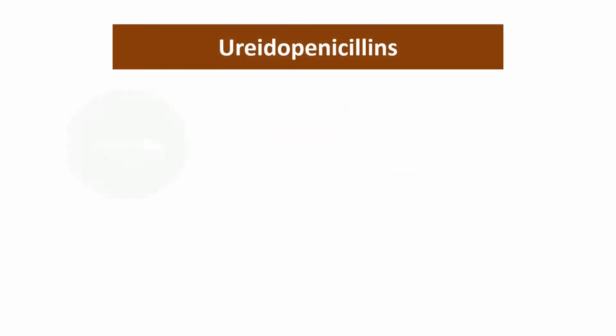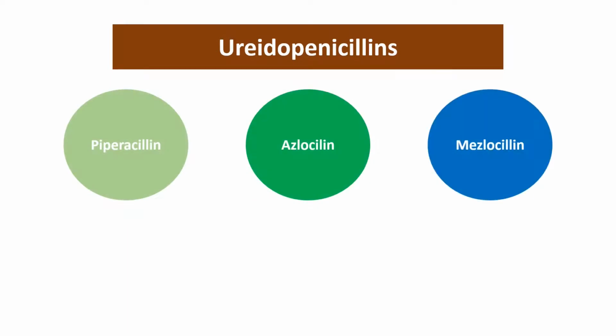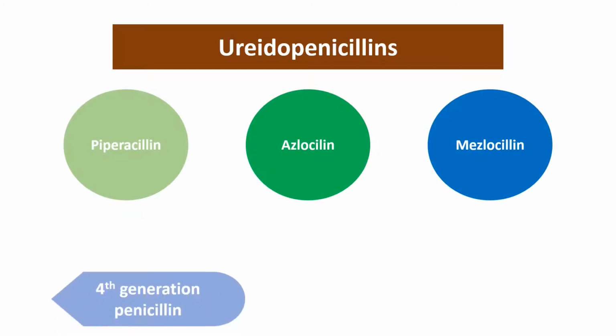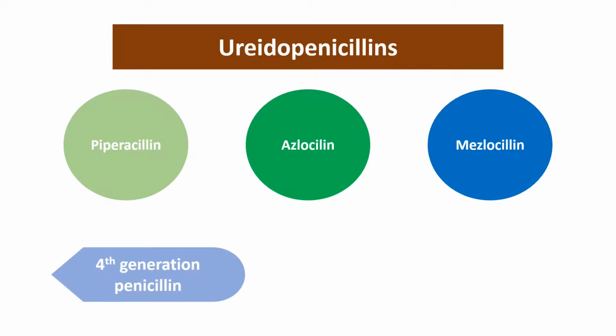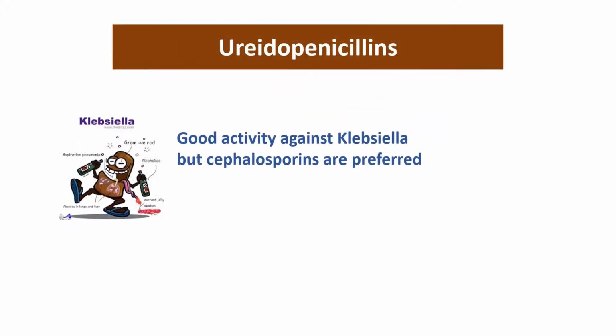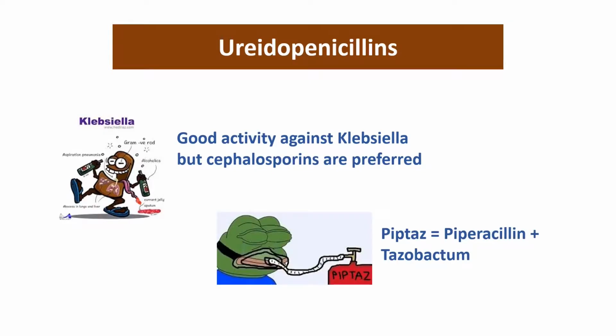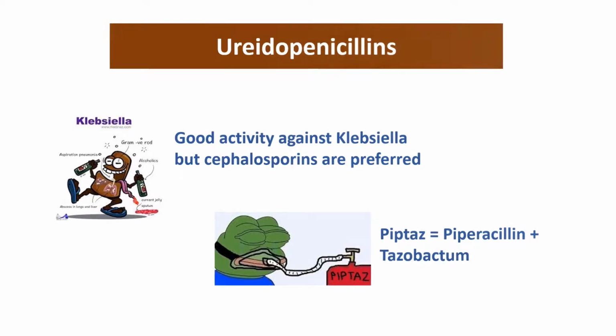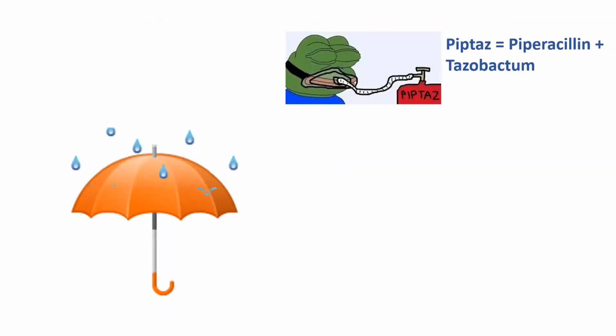What are ureidopenicillins? Piperacillin, azlocillin, mezlocillin are ureidopenicillins. These are often considered as 4th generation penicillins. These drugs are better than previous drugs against Pseudomonas. They have better activity against Klebsiella, but cephalosporins are always preferred. Piperacillin, however, is found to be ineffective as a single agent against the growing resistant groups of organisms. Thus, it is used in combination with beta-lactamase inhibitors in the form of piperacillin tazobactam. This increases the spectrum of activity as it covers both beta-lactamase producing Staphylococcus and beta-lactamase producing gram-negative organisms.